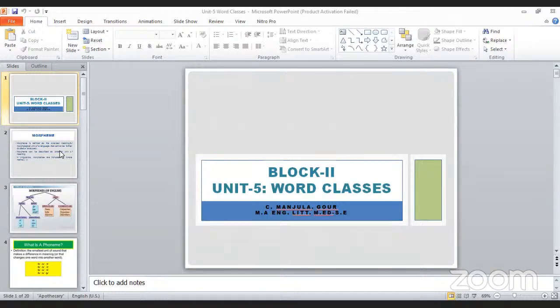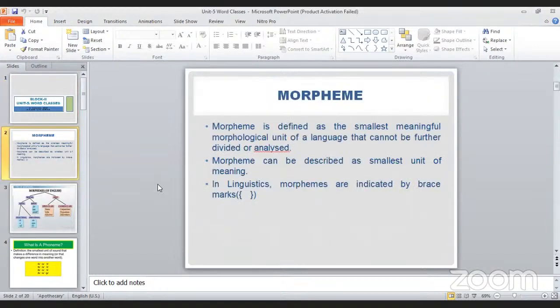Now look here in the second slide. What is morpheme? When we are speaking about linguistics, as a student of linguistics, there are a few terms that every one of us should be familiar with. The first term that I want every one of you to know is the morpheme. Morpheme is defined as the smallest meaningful morphological unit of a language that cannot be further divided or analyzed. So these are the smallest meaningful units of the English language. And we all know that we are studying the English language, sounds and how to use them. So this cannot be further divided or analyzed.